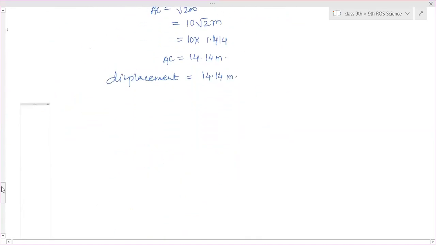Ma'am, like yesterday's question, I understood till we took the Pythagoras theorem. Ma'am, why have you written 10 root 2 meters? Just now we have gone through the rationalization part, no? Irrational number simplification, just now we have done, no? Yes. Then? Okay.